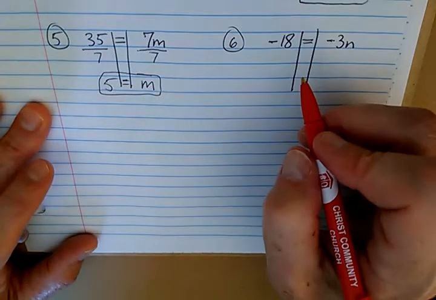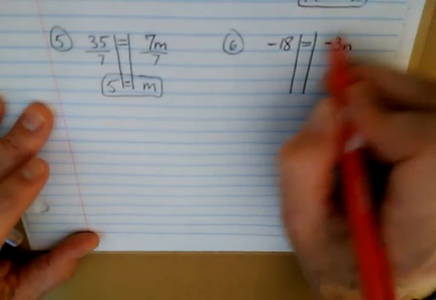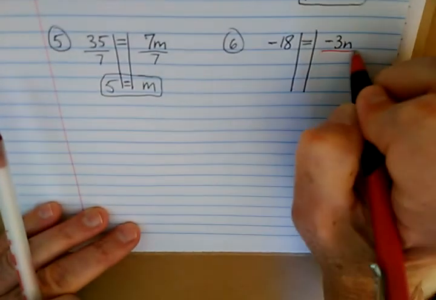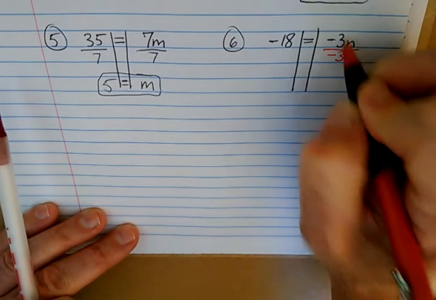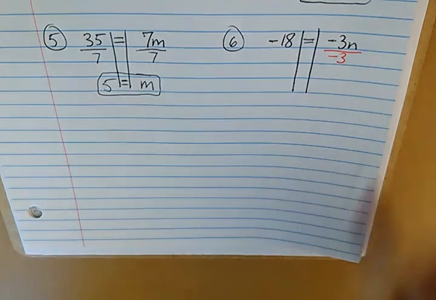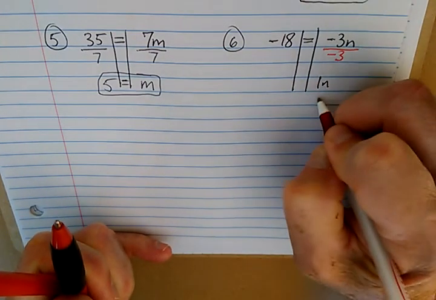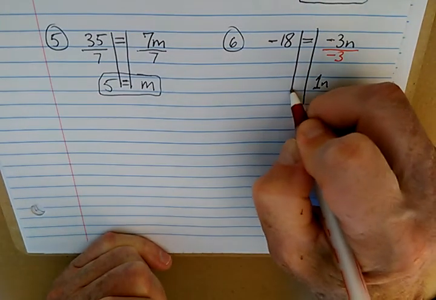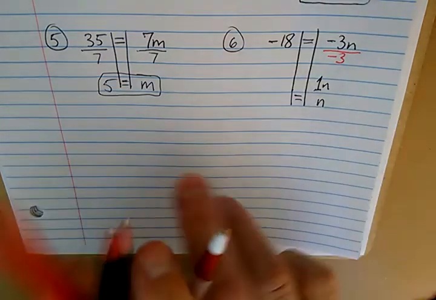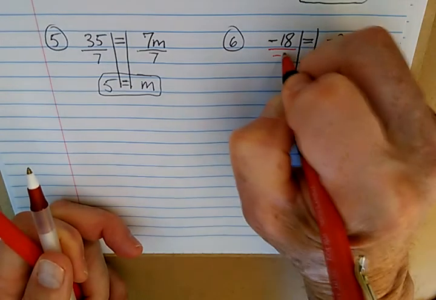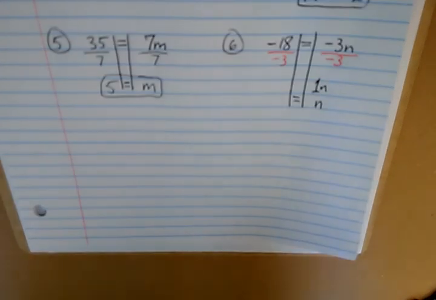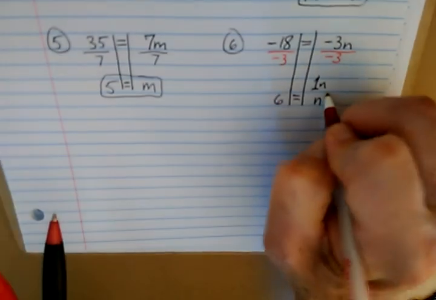All right. And number 6, same idea. The variable's on the right. It's with a negative 3. Negative 3 times n. I'm going to have to divide by the same number, by the negative 3, because negative 3 divided by negative 3 gives me a positive 1. Positive 1n, which is just n, we could call it, right? You can always just call it n, equals, divide by negative 3 on this side. Negative 18 divided by negative 3 is positive 6. So n equals 6.